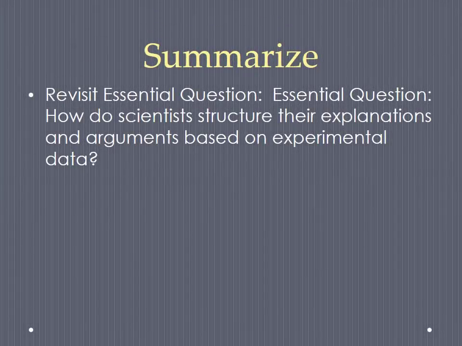So let's summarize by revisiting the essential question. This is something you could use to answer in the summary section of your Cornell notes. How do scientists structure their explanations and arguments based on experimental data?